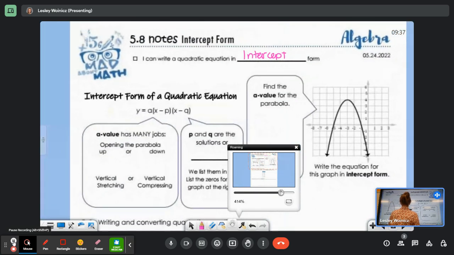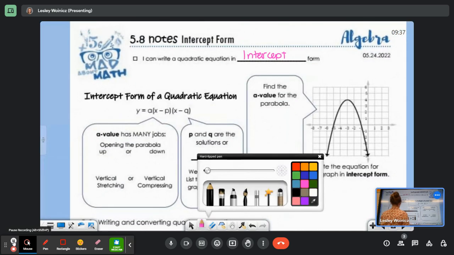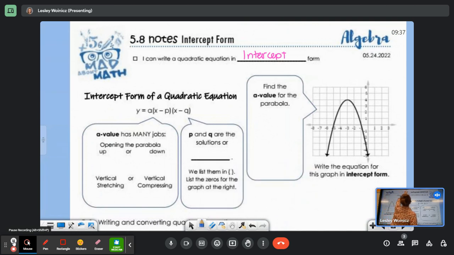Okay, now the intercepts that it's talking about, when it says intercept form, these are x-intercepts. You know how we've been finding solutions this whole time, estimating solutions? X-intercepts are very related to solutions. More about that after Christmas. Okay, so this is what intercept form of a quadratic equation looks like.